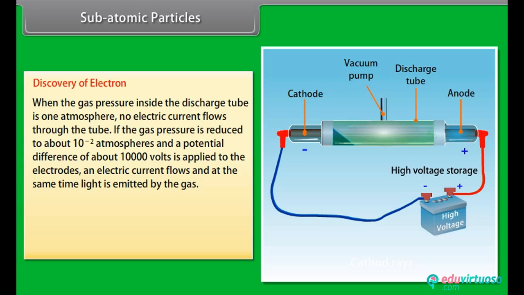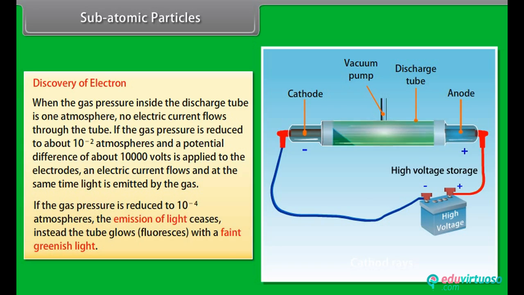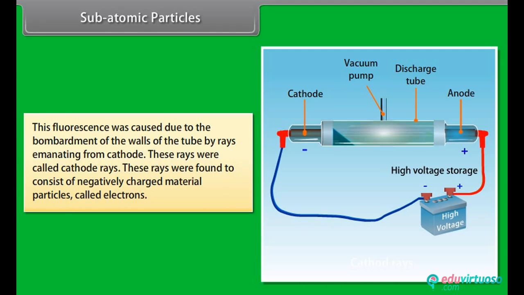by the gas. If the gas pressure is reduced to 10^-4 atmospheres, the emission of light ceases. Instead, the tube glows, fluorescence with a faint greenish light. This fluorescence was caused due to the bombardment of the walls of the tube by rays emanating from the cathode. These rays were called cathode rays. These rays were found to consist of negatively charged material particles called electrons.